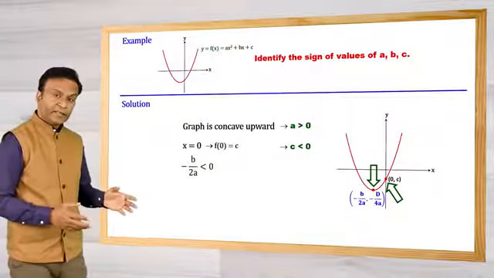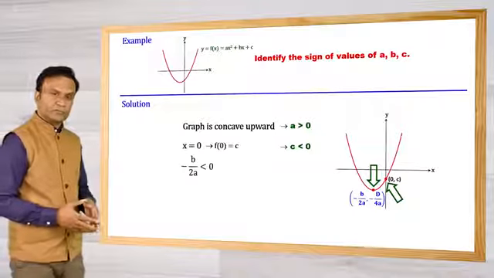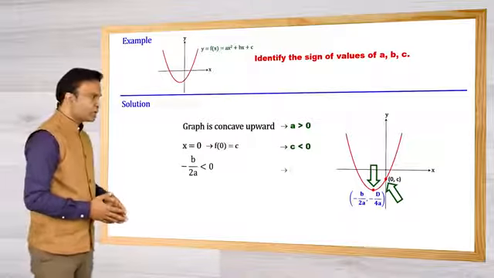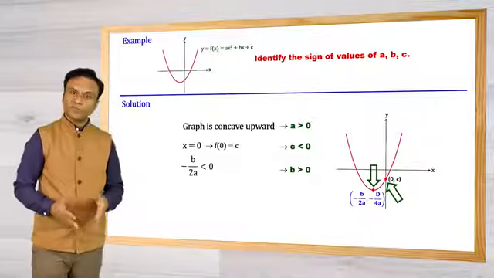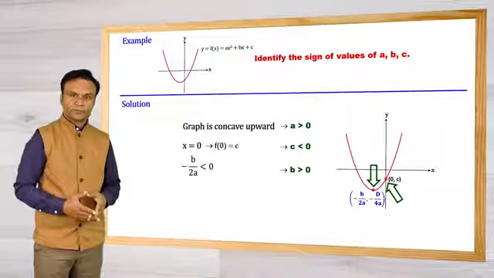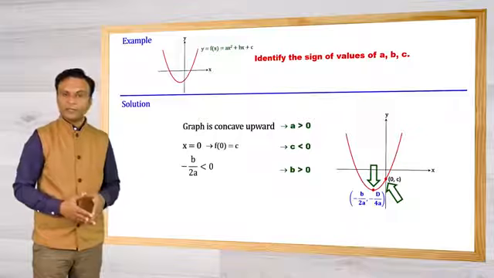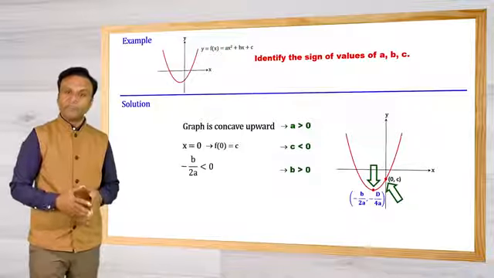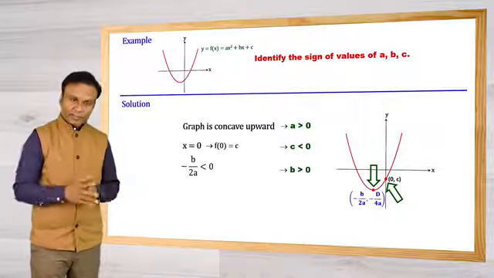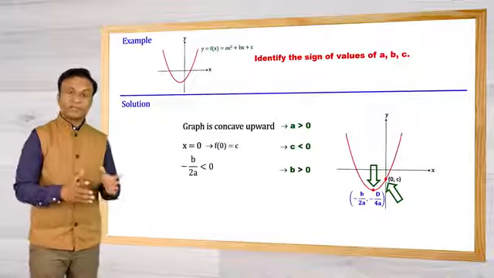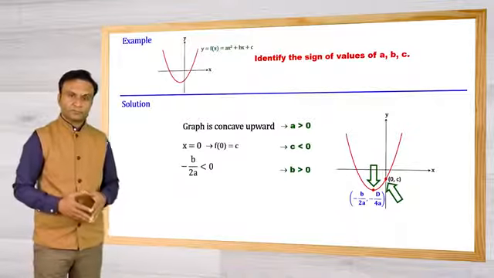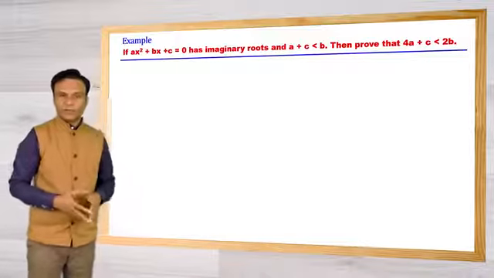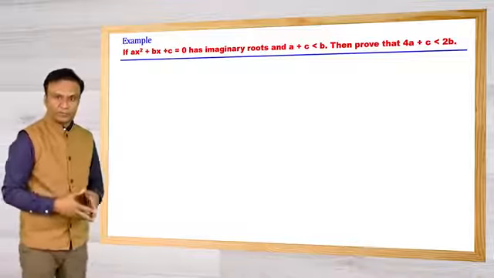But here a is already positive. So the value of b is also positive. So we got the sign of values of a, b and c from the analysis which we have discussed so far. Let's try one more question on the analysis of the graph.